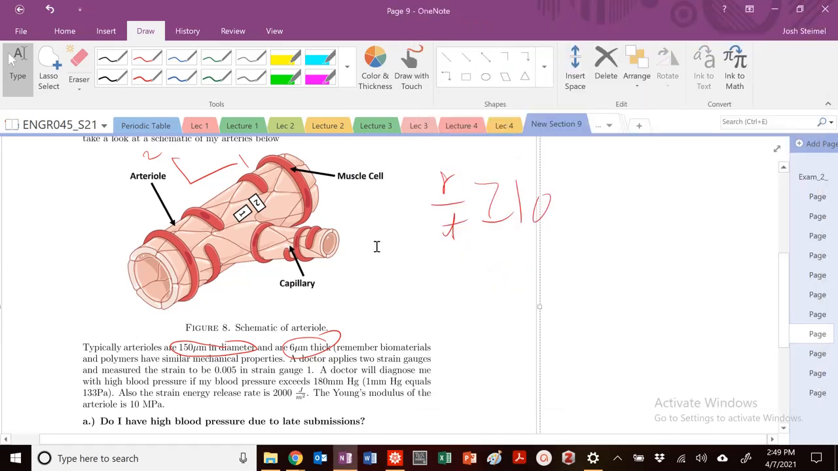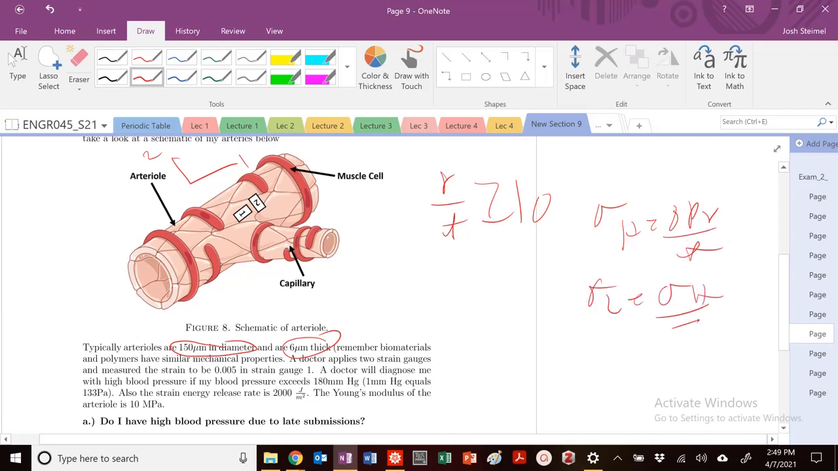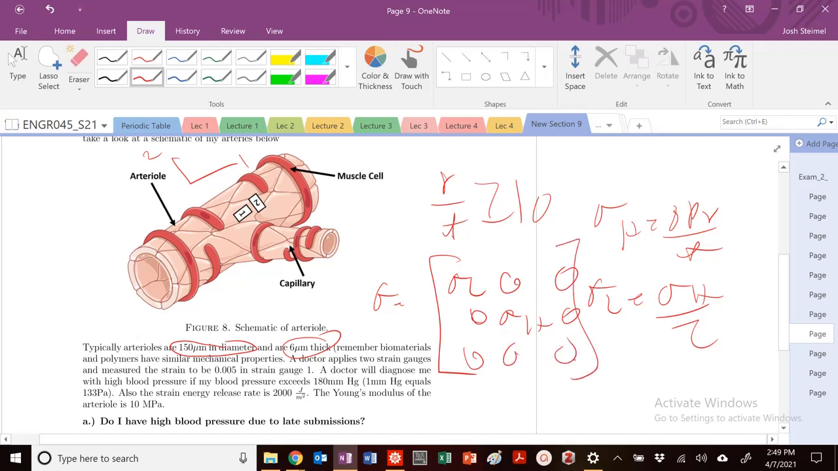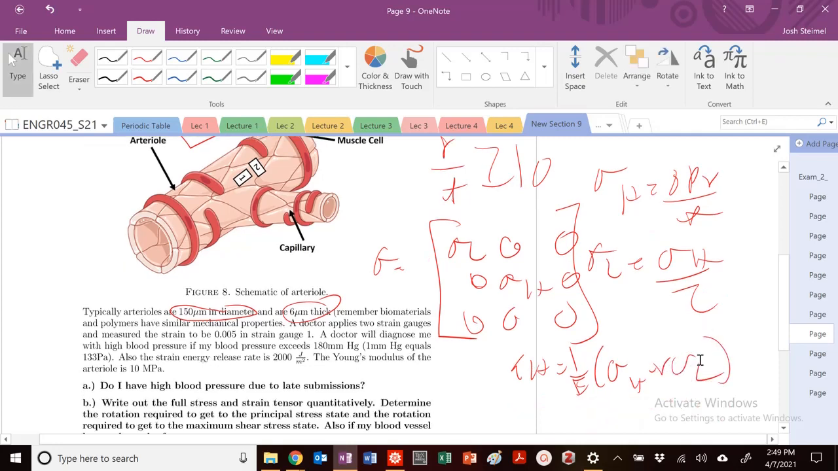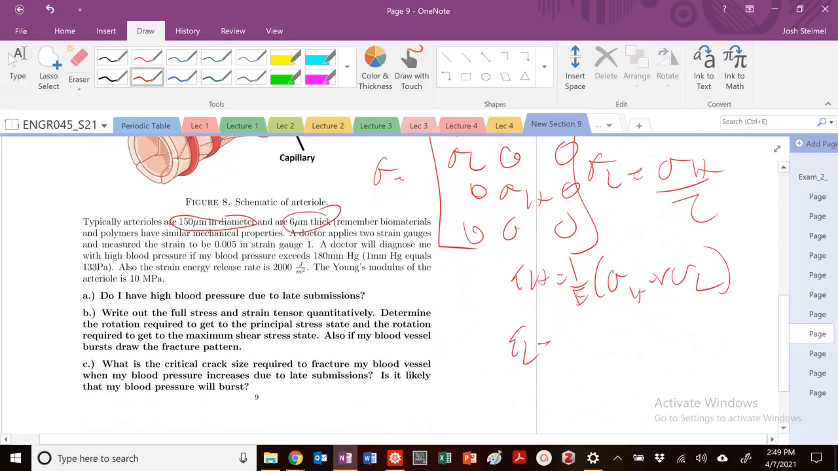So once we're thin-walled, we know that sigma hoop is equal to delta P R over T. I know you're sick of this at this point. Sigma L is equal to sigma H over 2. And then my stress tensor in this particular problem is going to be sigma L, sigma H, 0, 0, 0, 0, 0, 0, 0. And then my strain in the hoop is going to be 1 over E times sigma H minus nu times sigma L. And my strain in the longitudinal is 1 over E times sigma L minus nu sigma H.